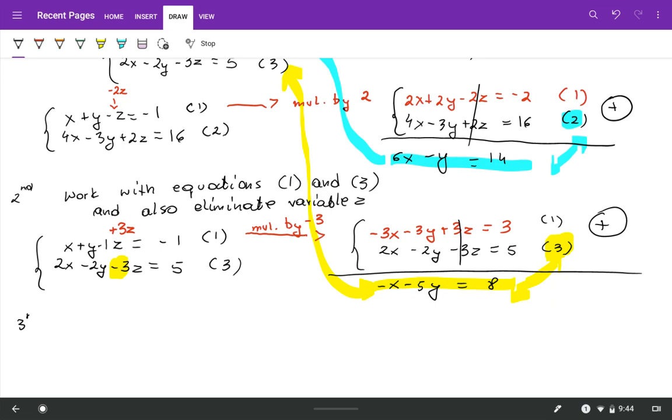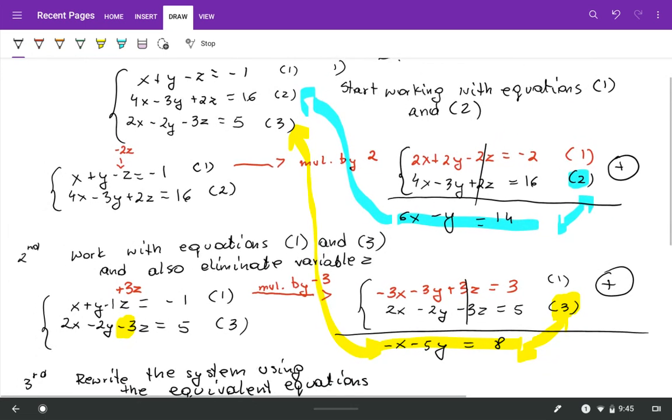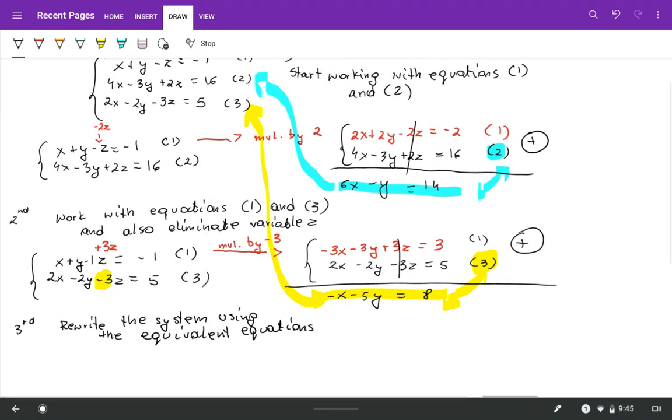So third, rewrite the system using the equivalent equations. Okay, so the first equation stays without changes. I have x plus y minus z equal -1. This is original equation 1.